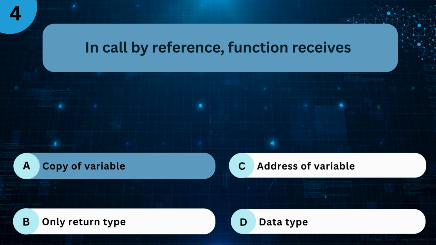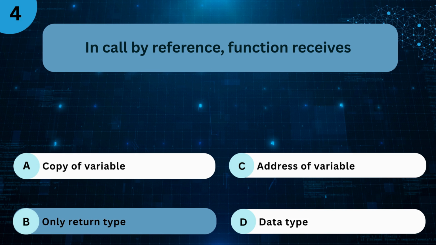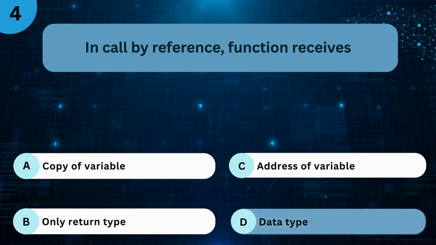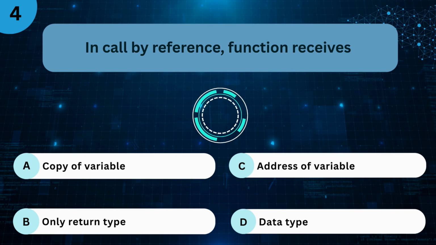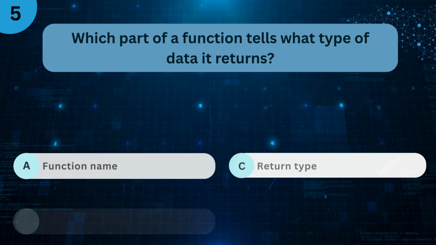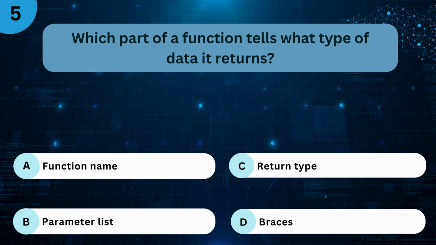A. Copy of variable. B. Only return type. C. Address of variable. D. Data type. The right answer is C. Address of variable. Which part of a function tells what type of data it returns?